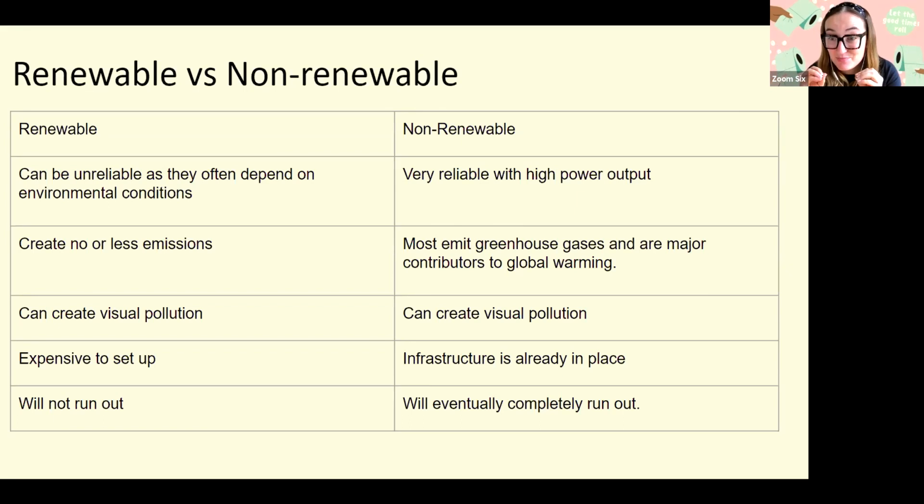Really importantly, renewable will not run out. We will have that energy stored there and that energy resource there forever. And therefore, we will not face a point in the future where we have to worry about what we're going to do next. Non-renewable will run out. And it's important to note that we still get most of our energy from non-renewables as a world population.